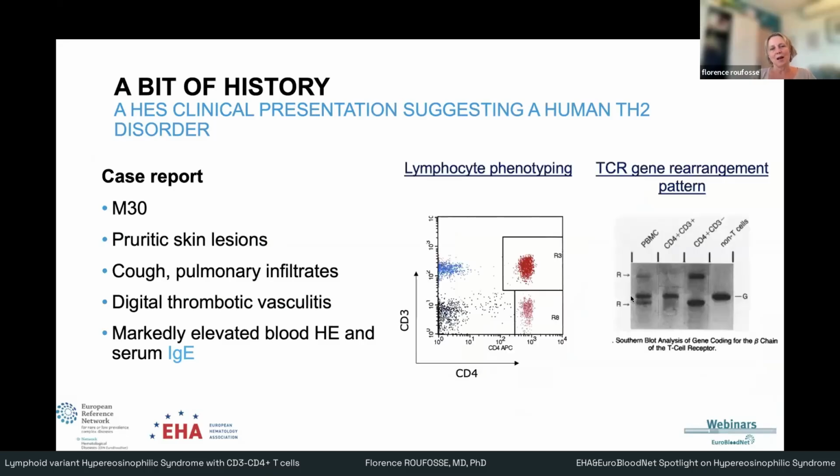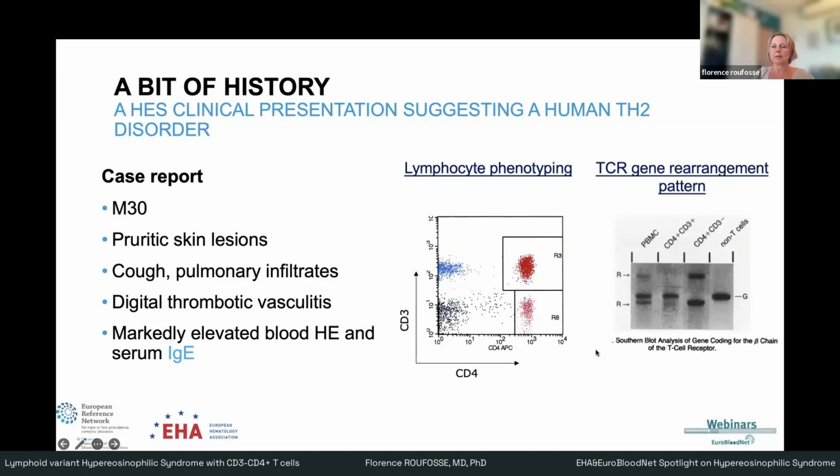disease. And so on that very first case, the patient's blood was sent to a lab where a series of T cell examinations were performed, consisting in lymphocyte phenotyping and TCR gene rearrangement analysis. And as you can see here by lymphocyte phenotyping, it was rapidly evident that this patient had a completely abnormal subset of CD4 positive T cells that had lost surface expression of the CD3 antigen.